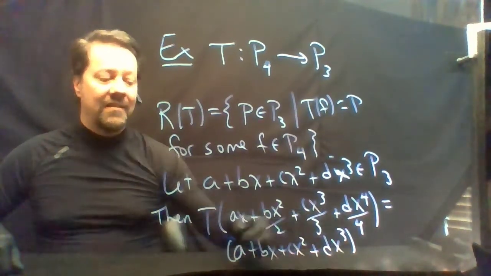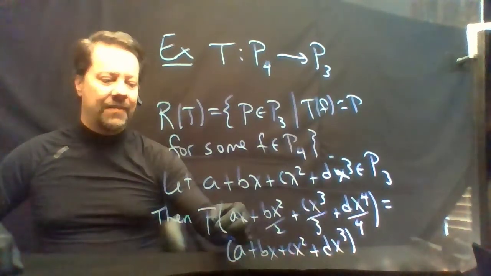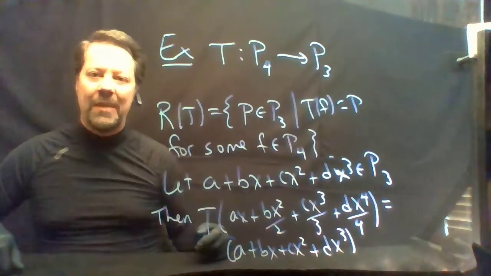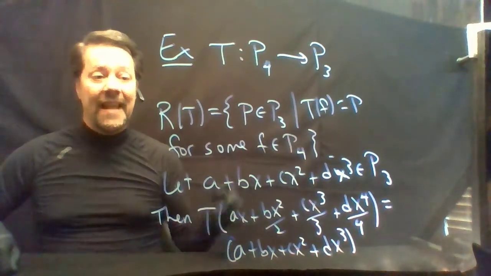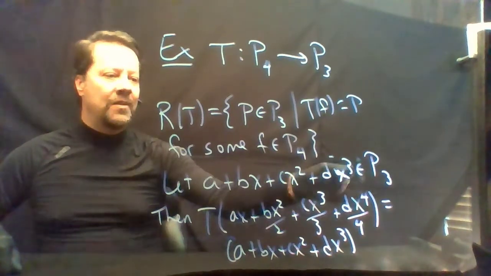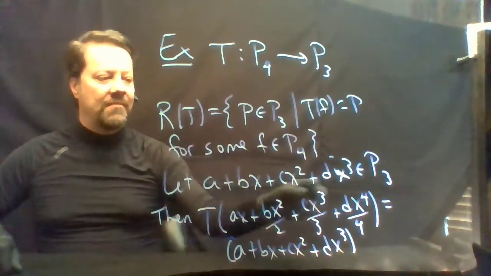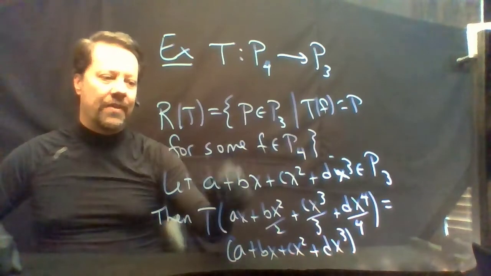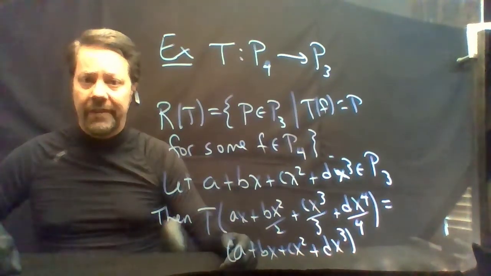And this polynomial inside of this function, t, is an element of P4. That tells us then that an arbitrary element of P3 will be in the range. There will be something in P4 that maps to it under the derivative operation.